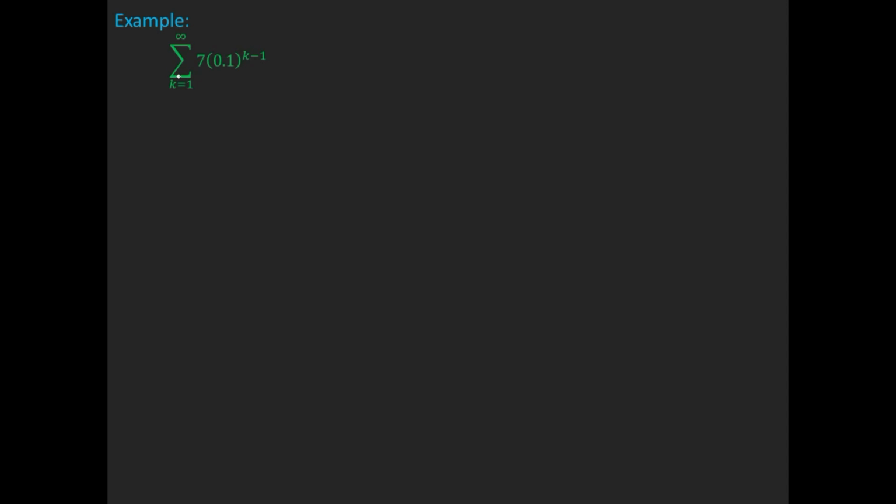Let's do some examples. The first example is given. The geometric series is given in sigma notation, and this is an infinite geometric series because k starts from 1 and goes till infinity. If we expand this series, we first put k equal to 1, then 2, and then 3, and so on. We will get 7 times 0.1 power 1 minus 1, plus, putting k equal to 2, 2 minus 1, plus, putting k equal to 3, 3 minus 1, and so on.